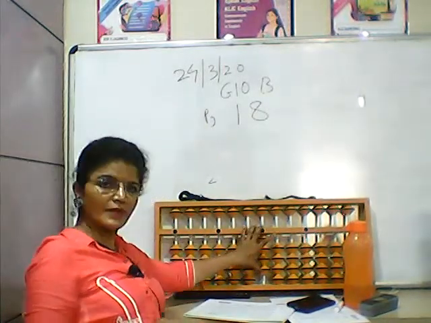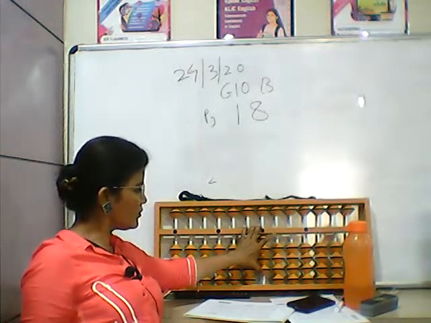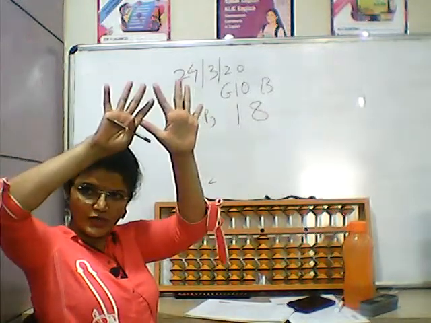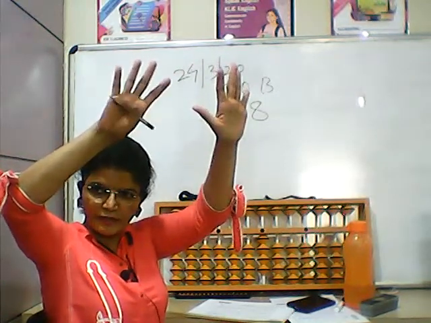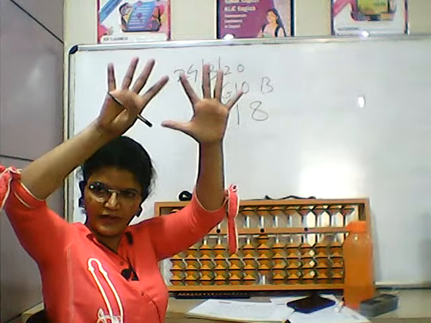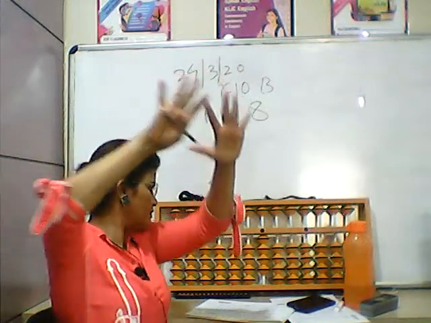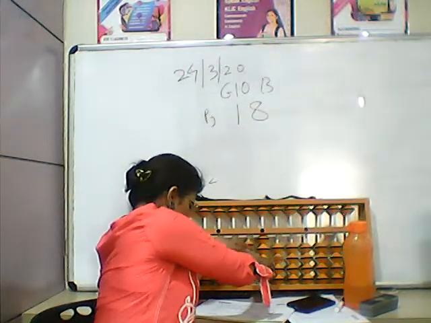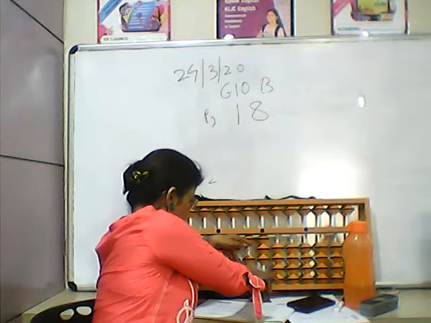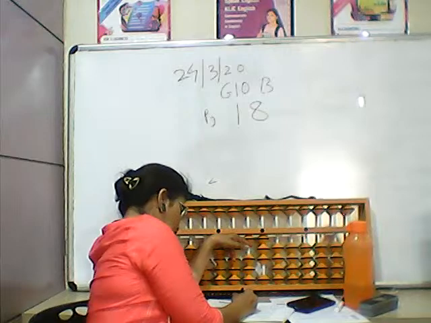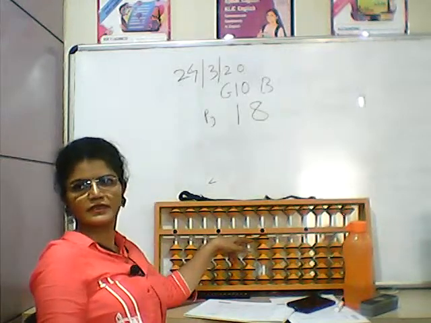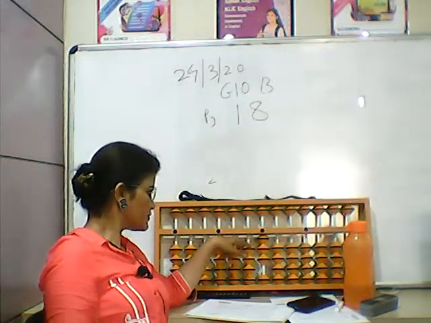9. Can you plus 9 directly? No. So show 9. 9's friend is minus 1. Minus 1 plus 10. That is 13.